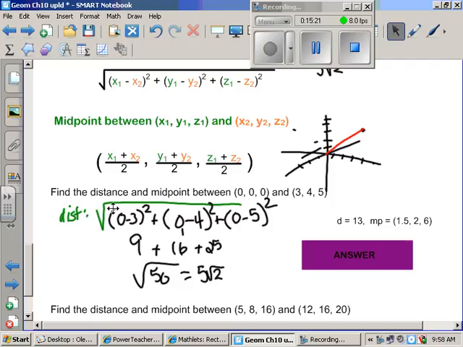All right. And then the midpoint of that shape would be 0 plus 3 over 2, 0 plus 4 over 2, and 0 plus 5 over 2. So the midpoint of that segment would be 1.5, 2, 2.5. All right?